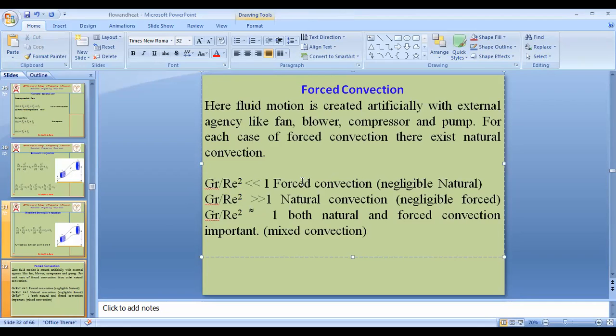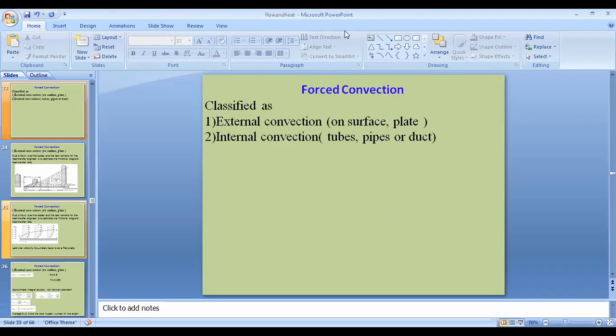So Reynolds number is related to forced convection. So forced convection is dominating and natural convection is negligible. If Gr by Reynolds square is very, very much greater than 1, it means what? What is dominating? Natural convection, and we can neglect the forced convection. But if Gr by Reynolds square is near to 1, then we can say both are important. Then it is called mixed convection, and we have to use the relation of mixed convection.